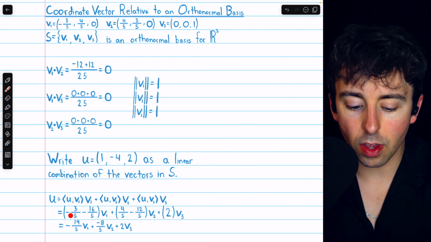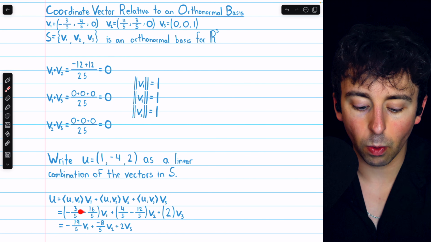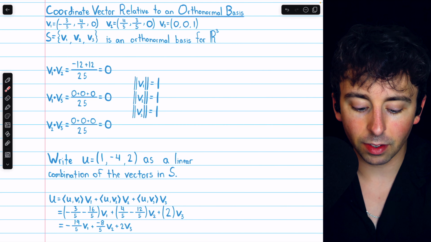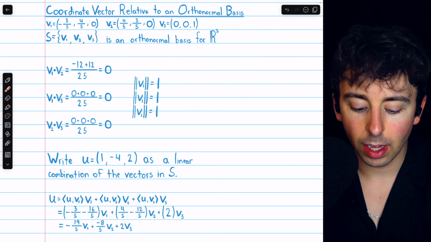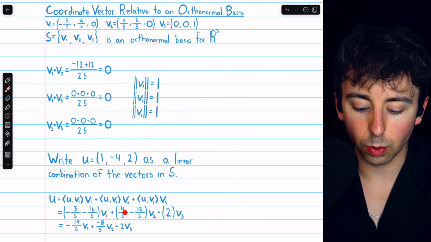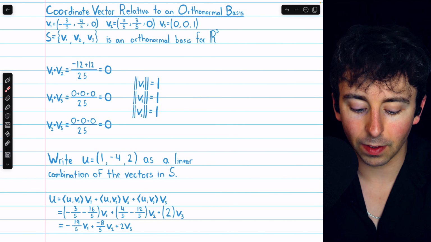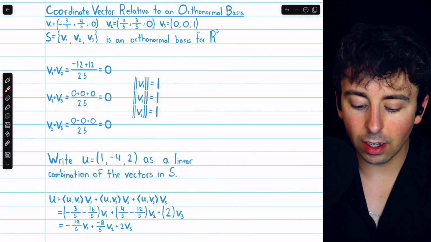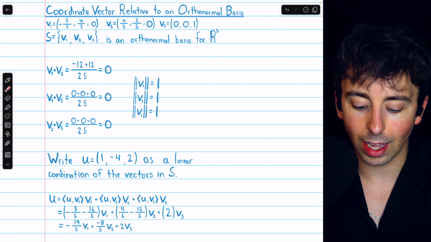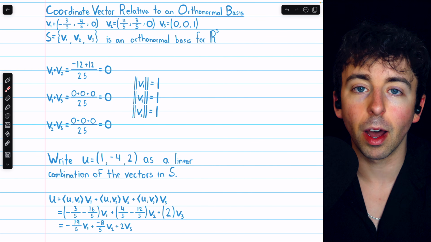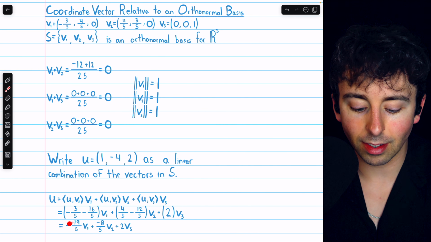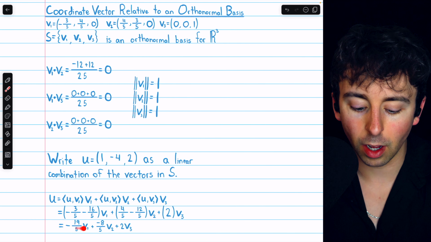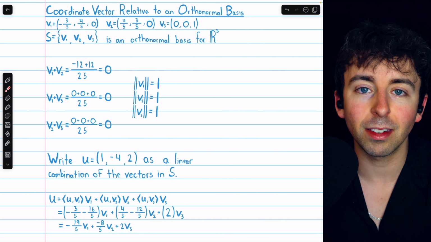The inner product of u with v1, multiplying the corresponding components and adding, gives us negative 19/5. The inner product of u with v2, multiplying components and adding, gives us negative 8/5. And the inner product of u with v3, which again is a dot product, just gives us positive 2. And so this is how we can write u as a linear combination of those orthonormal basis vectors.